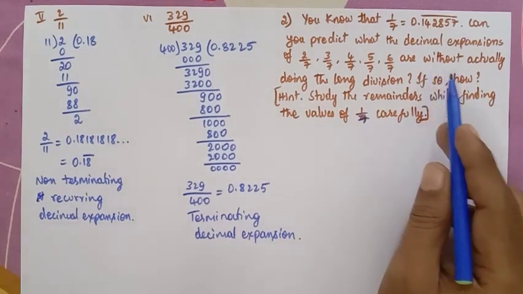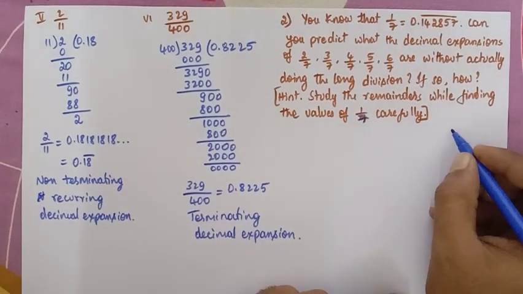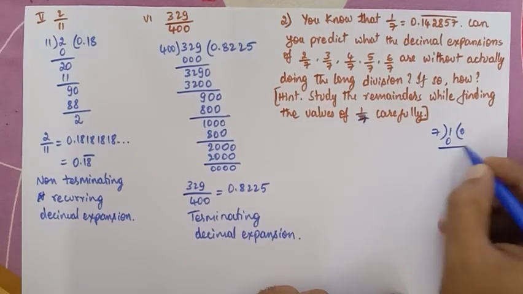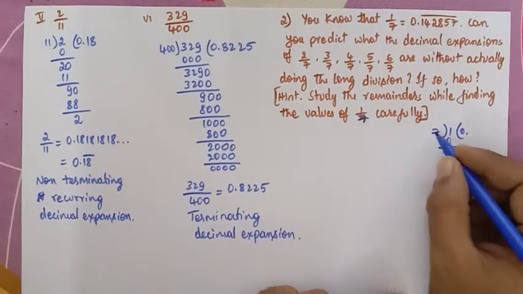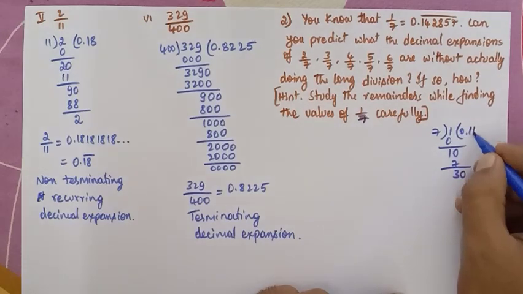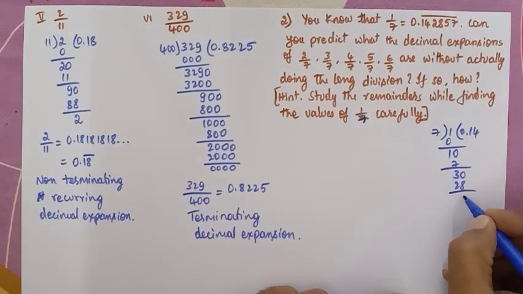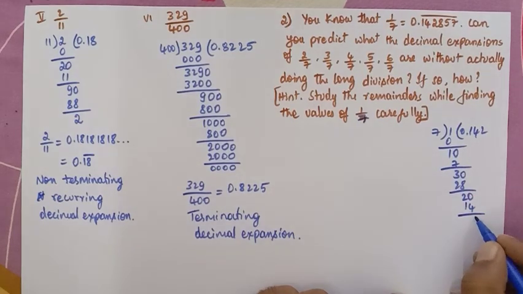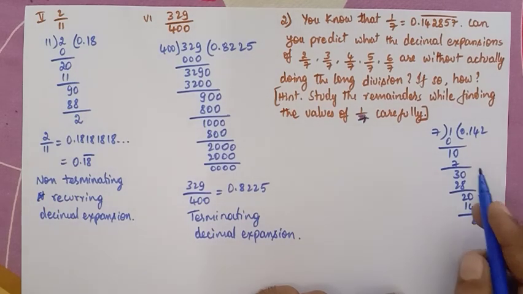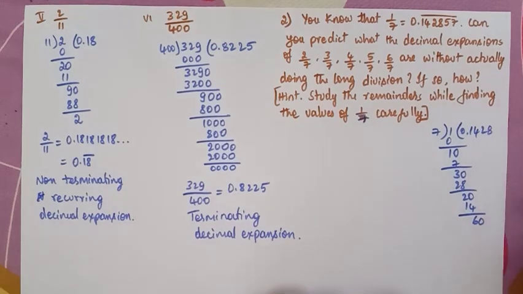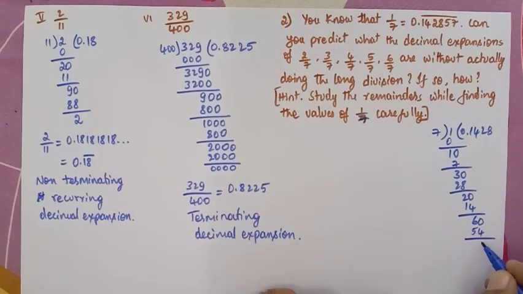So let me divide 1 by 7. 7 zeros are 0. 1 is the remainder. Point will be there. 0. 7 ones are 7. So what is the remainder here? 3 is there. 0. 7 fours are 28. So 2 is the remainder here. 20. 7 twos are 14. So what is the remainder? 6 is the remainder. 6 means 60. So 7 eights are 56. So 4 is the remainder here.